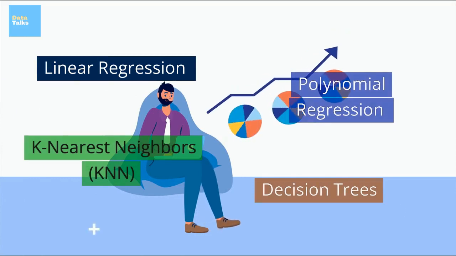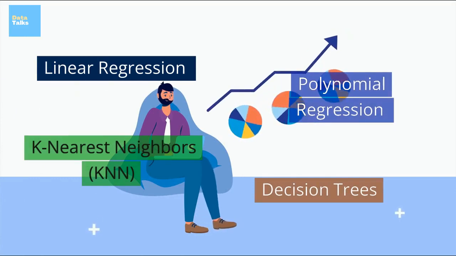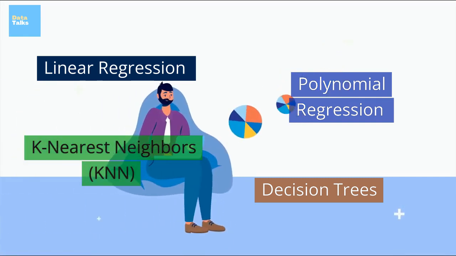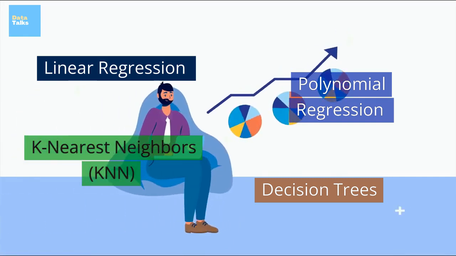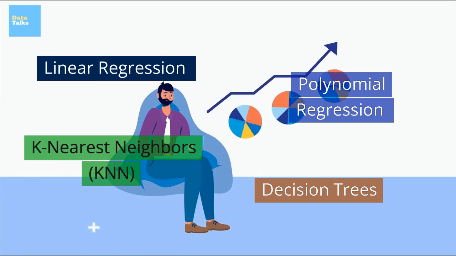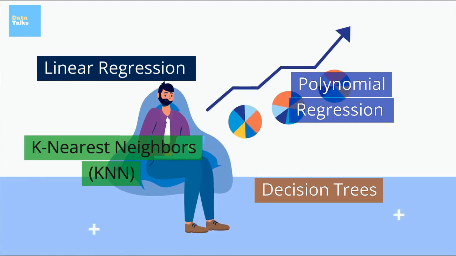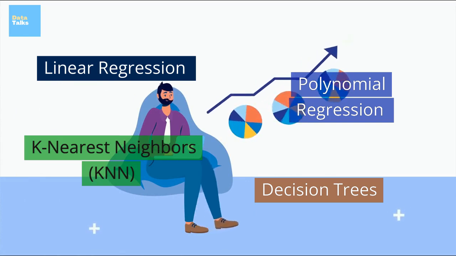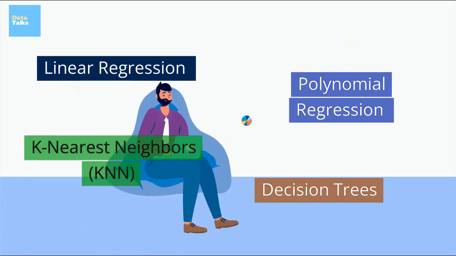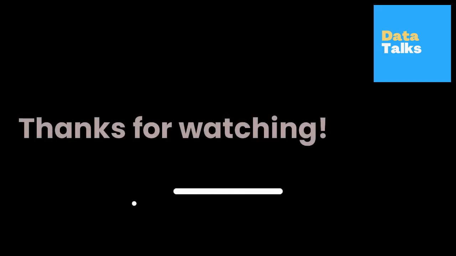Linear regression is used to predict a numerical value based on a linear relationship between the input and output variables. Polynomial regression is used to predict a numerical value based on a polynomial relationship between the input and output variables. That means the relationship between the data points is not fitting on a straight line. K-nearest neighbor can also be used for regression by predicting the value of a new example based on the mean of k-nearest neighbors. Decision trees can also be used for regression by constructing a tree in the same way as for classification. But instead of predicting a class label, it predicts a continuous value for each leaf node.